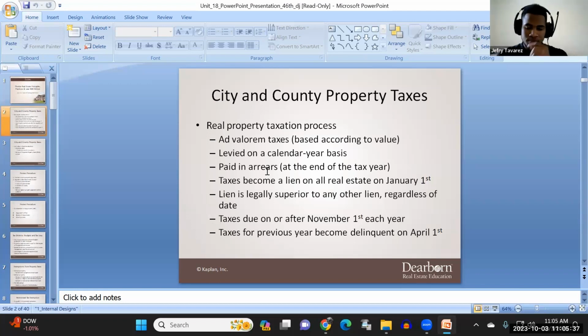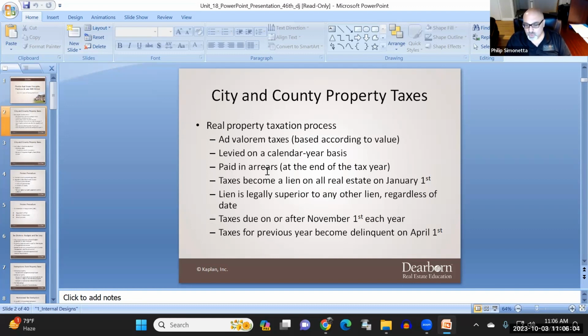So taxes become a lien on real estate on January 1st for the preceding year. The lien is legally superior to any other lien, regardless of date. The taxes are superior before the mortgage. You don't pay your taxes, they'll take your house. They'll take your property, whether you have a mortgage or not.